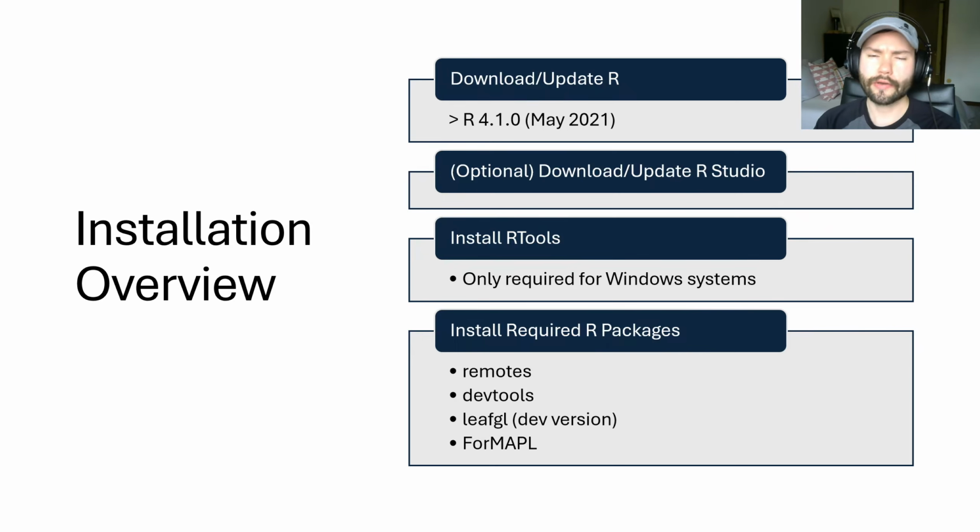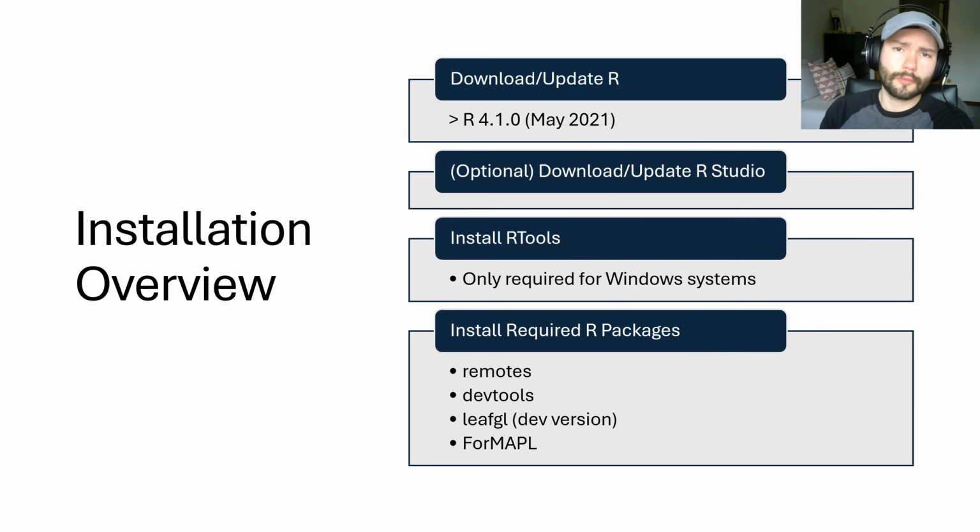In this video, we will be going over installing ForMAPL using base R. The first thing we need to do is to install the remotes package. This will let us compile ForMAPL from source and install all of its required dependencies. And then the DevTools package to actually build the package on our system, as well as the LeafGL package to get some of the latest features for mapping our data. And finally, we can install ForMAPL itself.